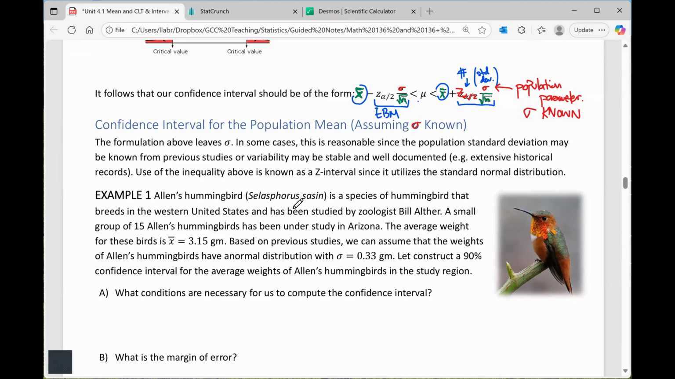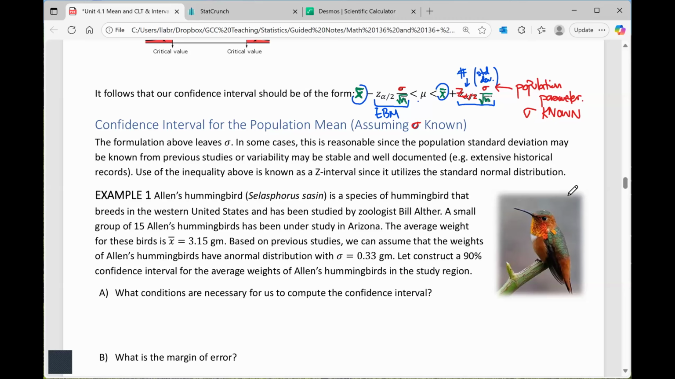Allen's hummingbird, scientific name Selasphorus sasin, is a species of hummingbird, pictured here on the right, which breeds in the Western United States and has been studied by zoologist Bill Arthur. A small group of 15 Allen's hummingbirds has been under study in Arizona. The average weight of the birds is x bar equals 3.15 gm. Based on previous studies, we can assume that the weights of Allen's hummingbirds have a normal distribution with sigma equals 0.33 gm. Let's construct a 90% confidence interval for the average weight of Allen's hummingbirds in the study region.